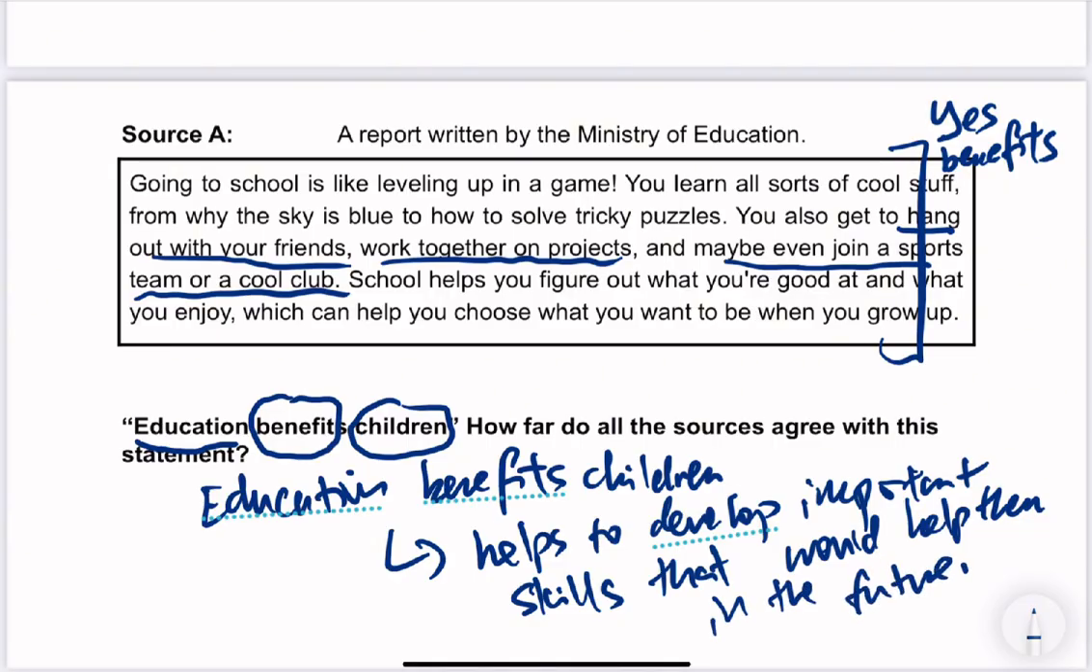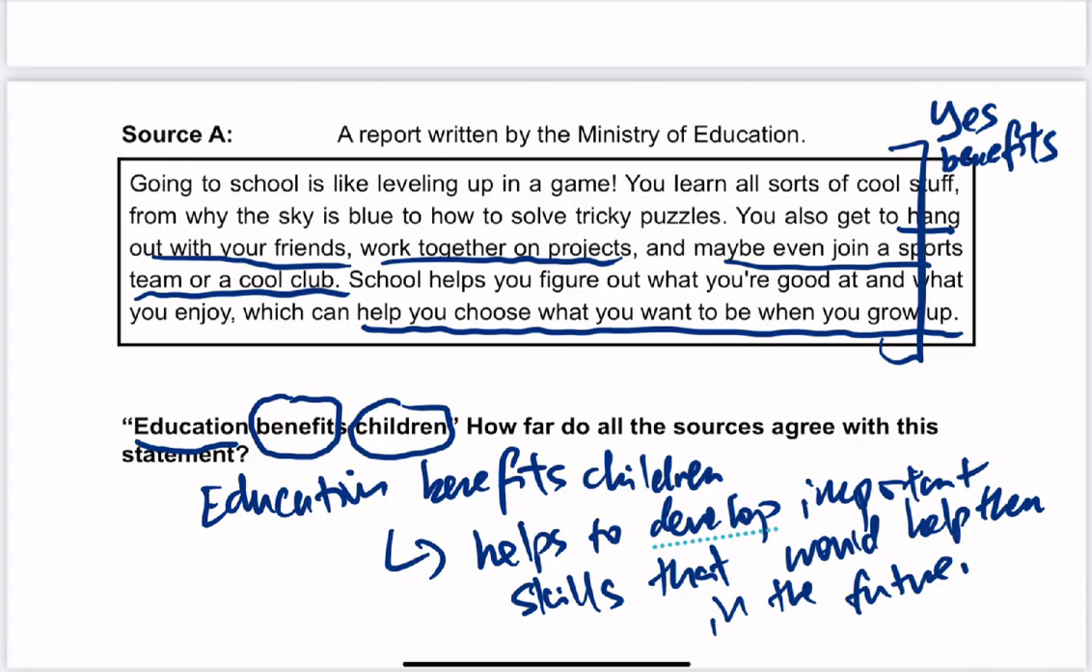So if I were to build up social skills, it helps them with making friends in the future, or allows them to learn skills of working with others even into their adulthood. I can also say the skills can help to choose what you want to be when you grow up as well. So in this case, education benefits the child. Why? Because it helps to develop important skills that will help them in the future.